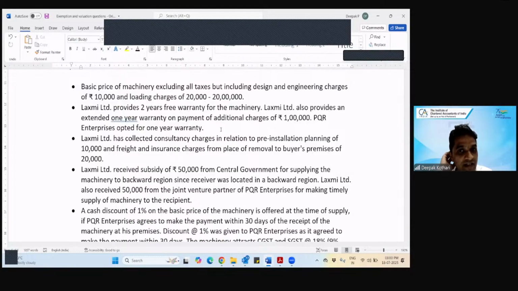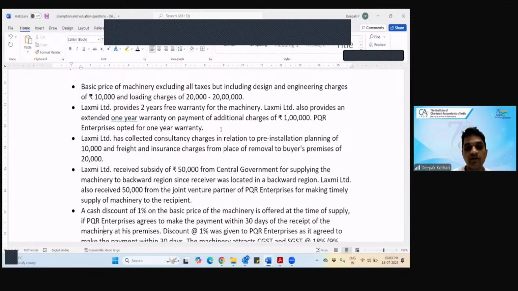Lakshmi Limited has collected consultancy charges in relation to pre-installation planning of 10,000 and freight and insurance charges from place of removal to the buyer's premises of 20,000 rupees. Then Lakshmi Limited received a subsidy of 50,000 from central government for supplying the machinery to backward regions. Since the receiver was located in a backward region, Lakshmi Limited also received 50,000 from a joint venture partner of PQR Enterprises for making timely supply of machinery to the recipient. So it receives two kinds of subsidy, 50,000 from central government and 50,000 from PQR Enterprises.